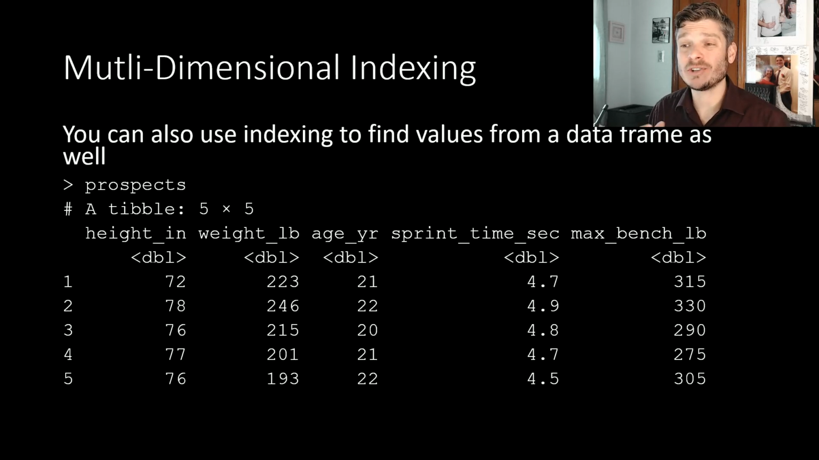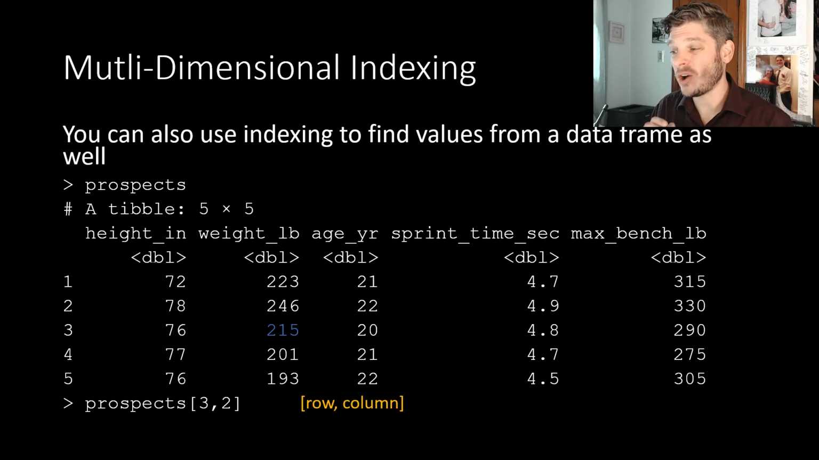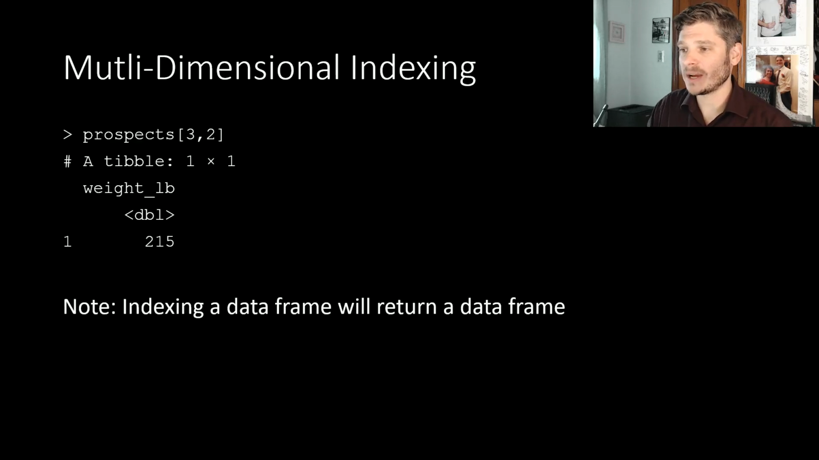Now, for the multidimensional indexing, again, basically we're doing it as kind of an ordered pair. So let's say I run my indexing on my data frame here, prospects, 3, 2. Now, the way it works is that it always goes row, comma, column. So it says go down to the third row, 1, 2, 3, and then 2, so the second column. And that value, in this case, is 215 because I can see it. When I run my code, boom, it returns my value 215.